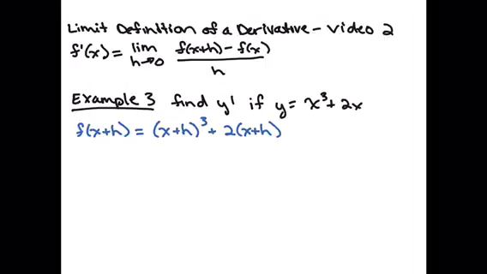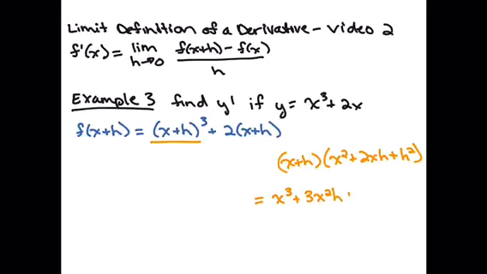So in order to do this, I'm going to have to multiply out x plus h cubed, and I already know what x plus h times x plus h is. It's x squared plus 2xh plus h squared. And now if I distribute this first x plus h, I'm going to end up with x cubed plus 3x squared h plus 3xh squared plus h cubed. And I will leave it to you to multiply that out and see that that is what it simplifies to.